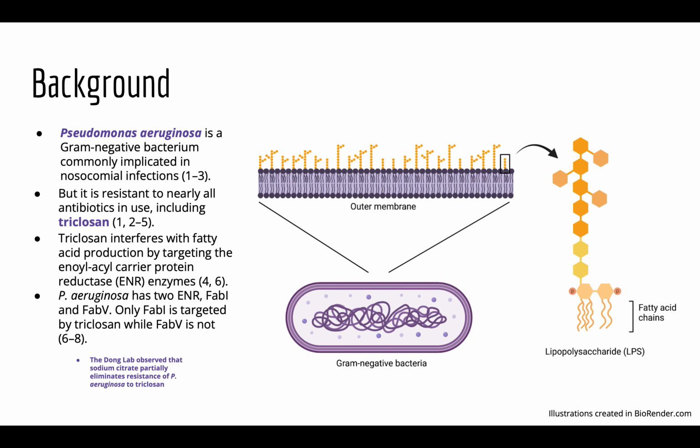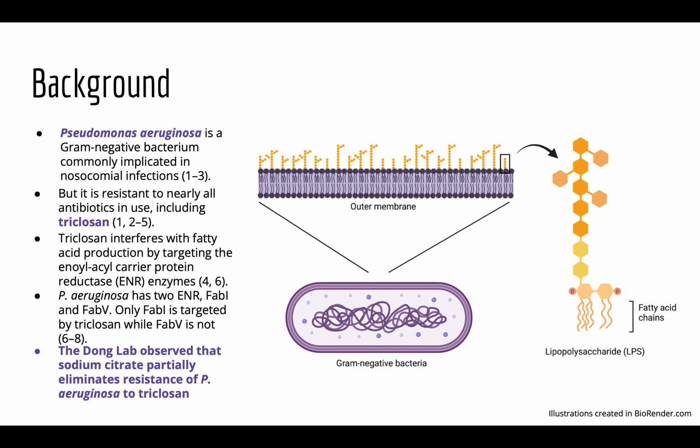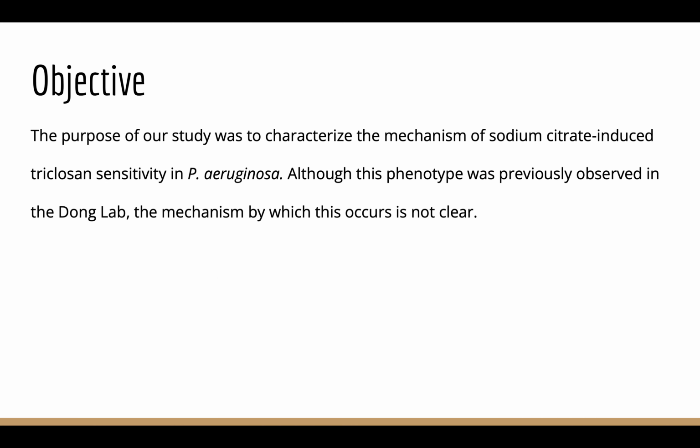The Zhang lab previously observed that sodium citrate partially eliminates resistance of P. aeruginosa to Triclosan. So the purpose of our study was to characterize this mechanism of sodium citrate-induced Triclosan sensitivity in P. aeruginosa. Although this phenotype was previously observed in the Zhang lab, the mechanism by which this occurs is not clear.